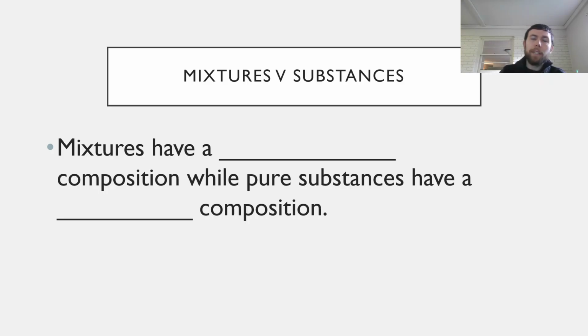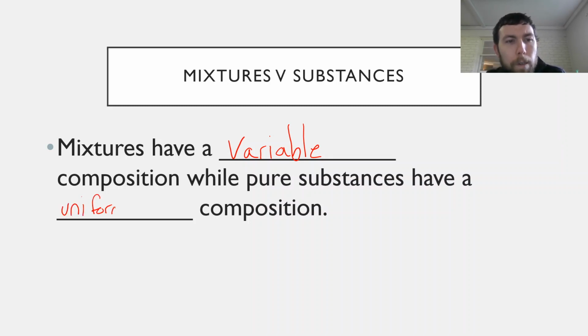So remember, we got to talk about the differences between mixtures versus pure substances. If you think about this, it's stuff that we've done when you think about classification of matter, right? So mixtures have a variable composition, while pure substances have a uniform or a fixed composition, right?